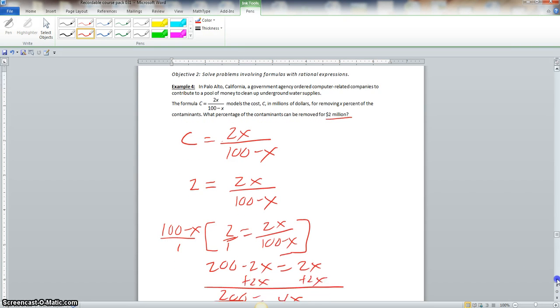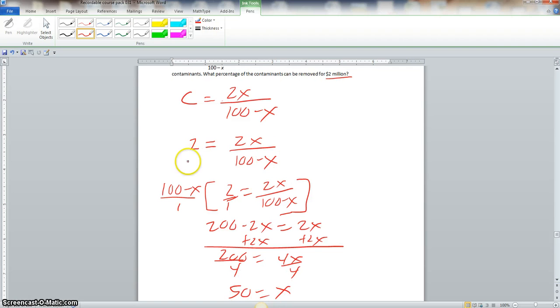Now we find the common denominator. If we put this 2 over 1, the common denominator of 1 and 100 minus x is 100 minus x. So we multiply this whole problem by 100 minus x. Now, since both of these have 1 as the denominator, we'll take 2 times everything in this numerator. 2 times 100 is 200. 2 times a minus x is minus 2x. That'll take care of the left side of the equal sign. Next, this 100 minus x and 100 minus x will simplify out and leave 2x. So now we have 200 minus 2x equals 2x.